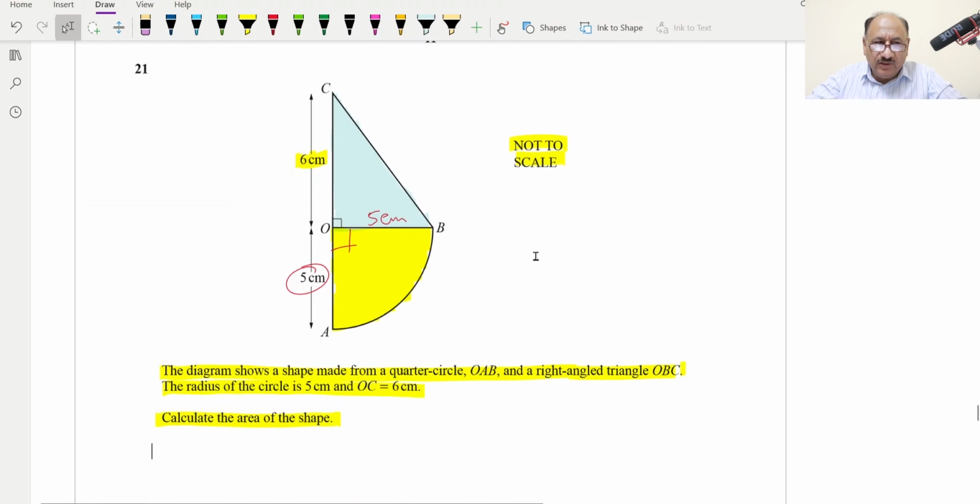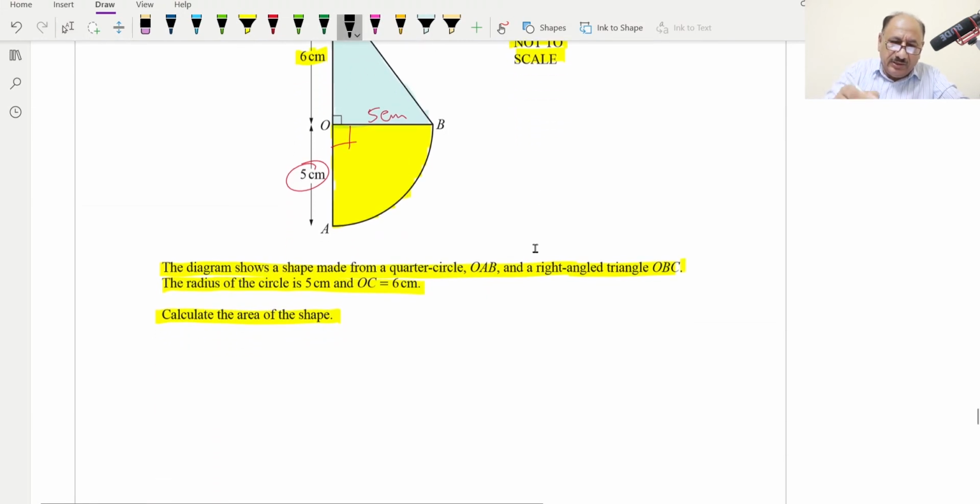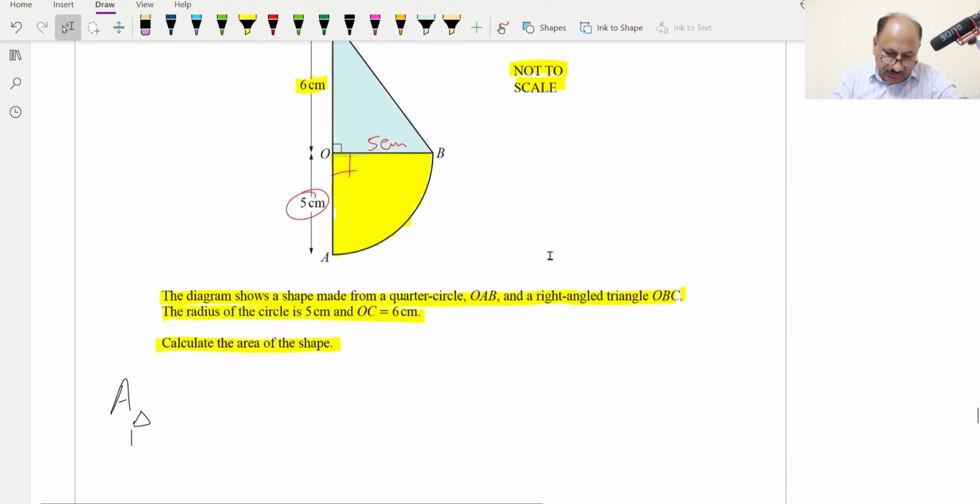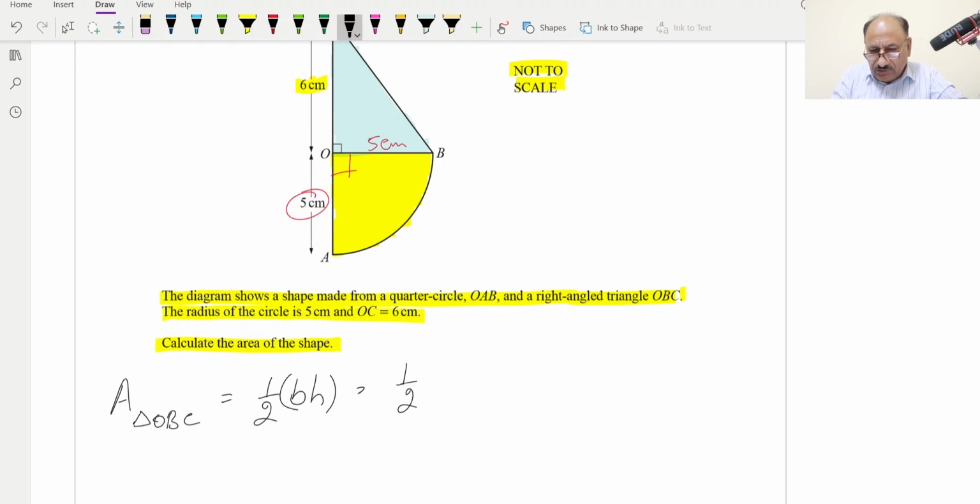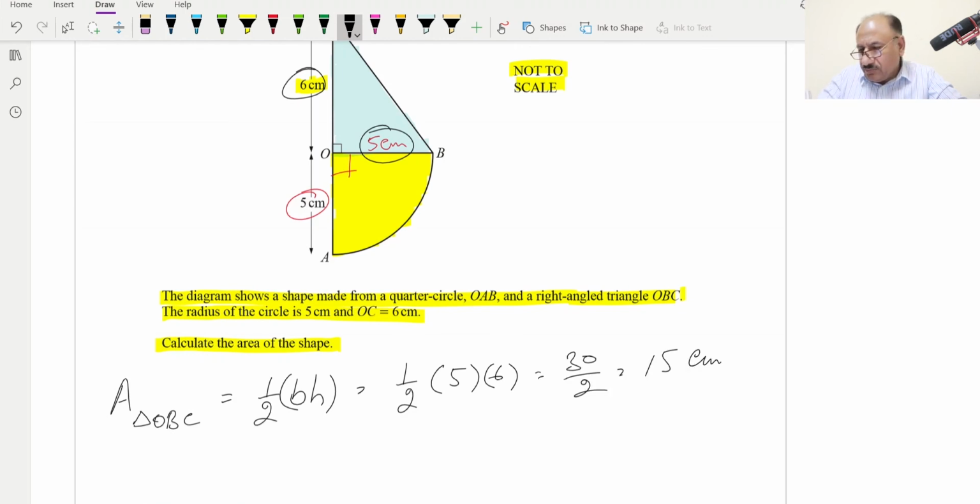So first of all, we can calculate the area of triangle. So area of triangle, which triangle? OBC triangle. Area of triangle OBC is equal to half into B into H, base into height. So half base is 5, which is this one, and height is 6, which is this one. So it will be 30 divided by 2, which is equal to 15, and this will be centimeter square. This is area of triangle which we found.